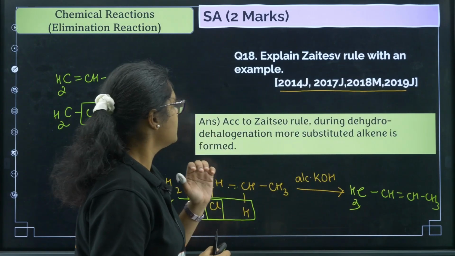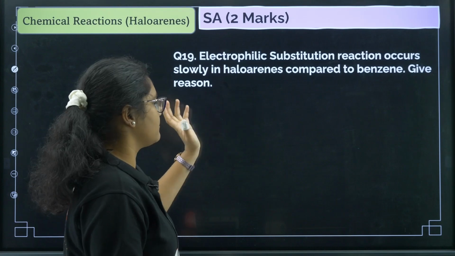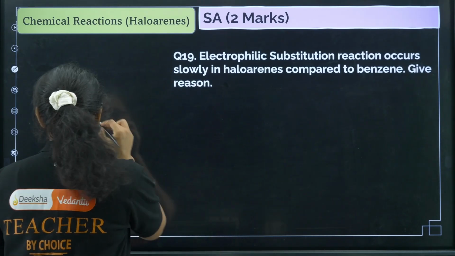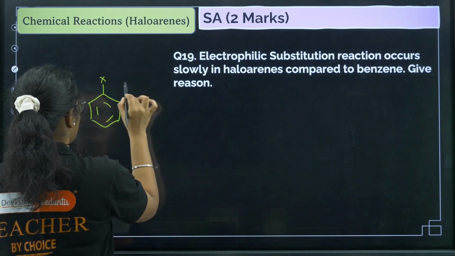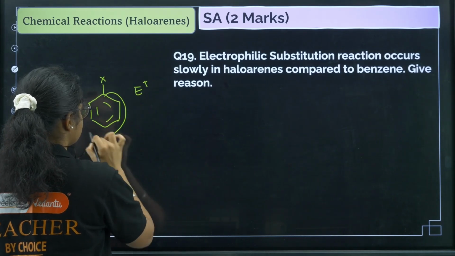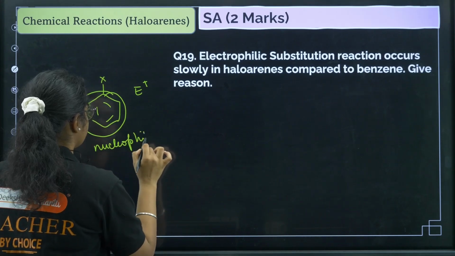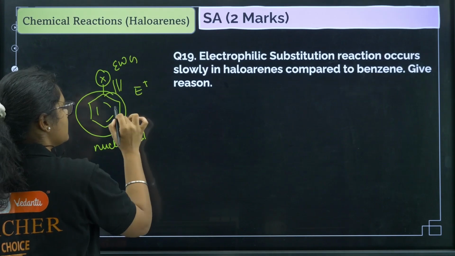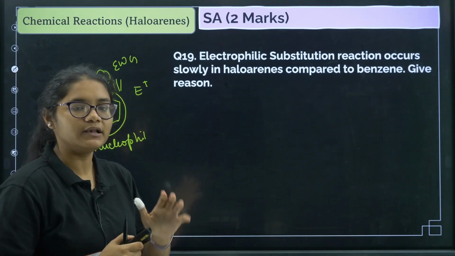Clear. Next, electrophilic substitution occurs slowly in haloarenes compared to benzene. Give reason. In haloarenes, for electrophilic substitution, if this is a benzene, the ring should behave as nucleophilic. But this X is an electron withdrawing group. It withdraws the electrons, makes the ring more electrophilic, so that is why the reaction with electrophile slows down.